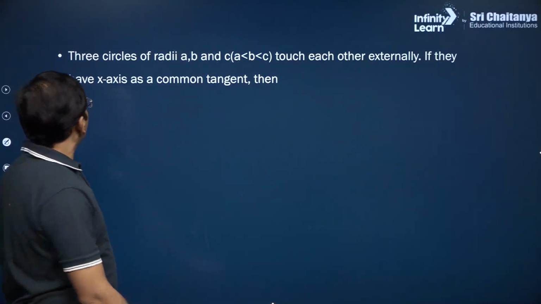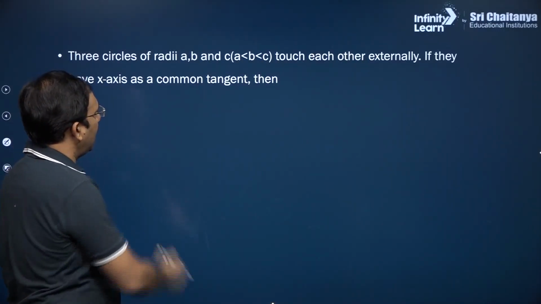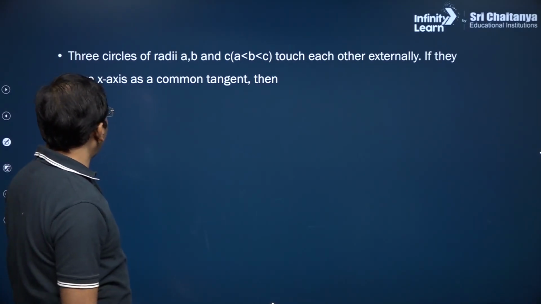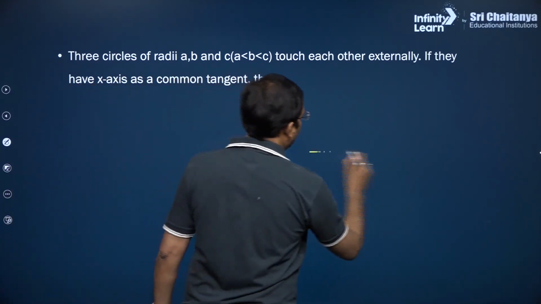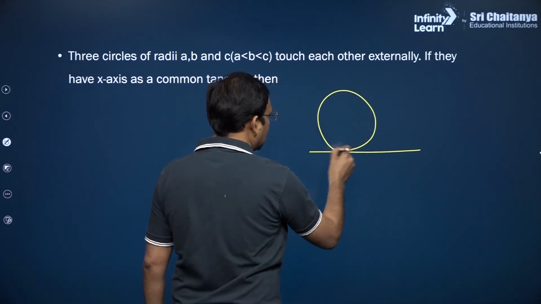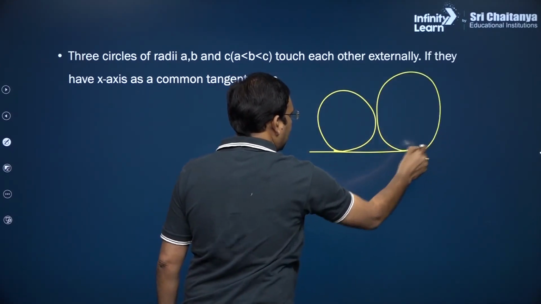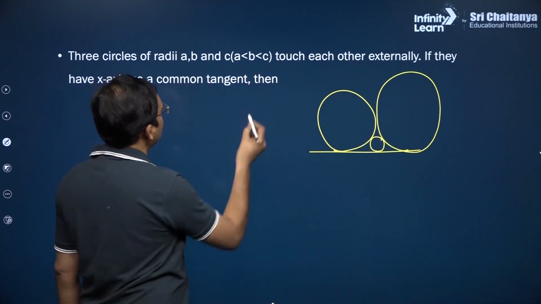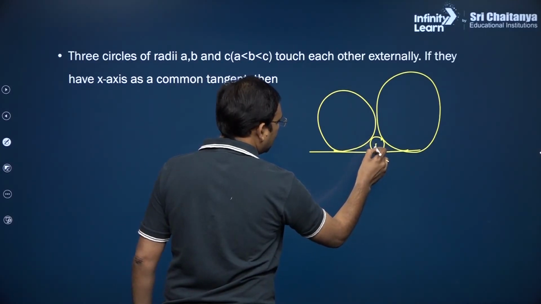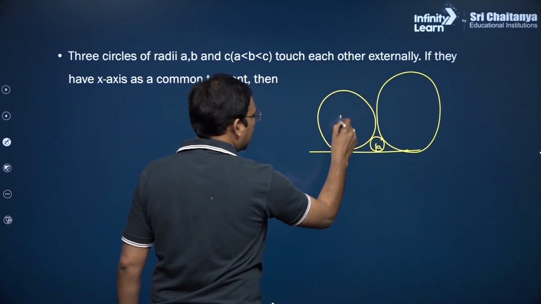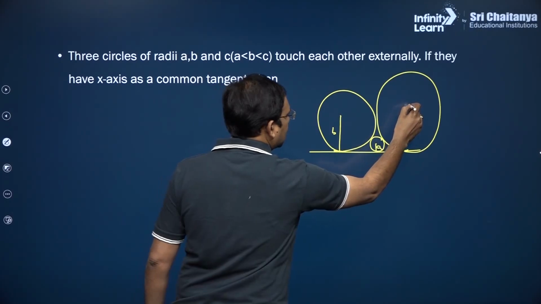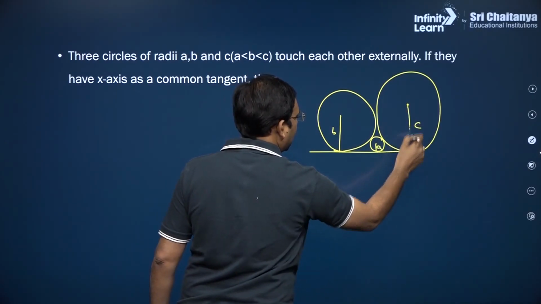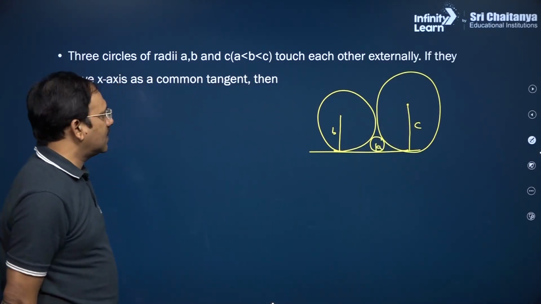Yes. Next, you just see three circles of radii A, B, C where A less than B less than C touch each other externally if they have x axis as a common tangent. My dear friends, that means here you have one circle, here you have another circle, and there may be a circle which touches these two lines and all. The smallest circle radius is A, the next circle radius is B, the largest circle's radius is C, my dear friends. Largest circle radius is C, because A less than B less than C.